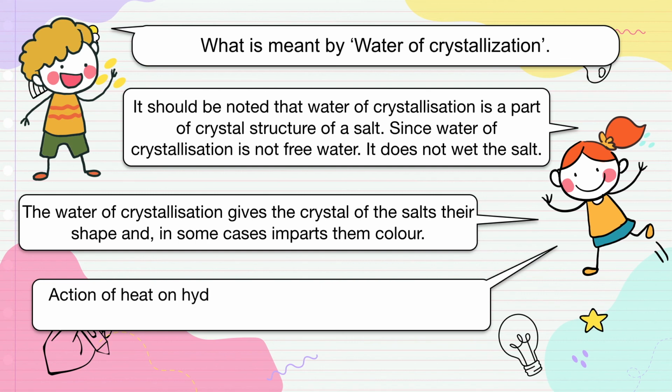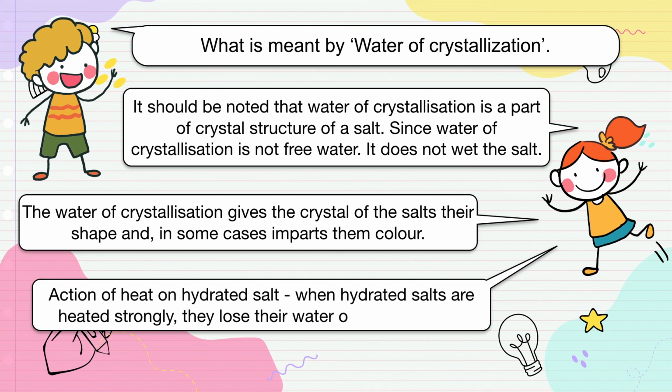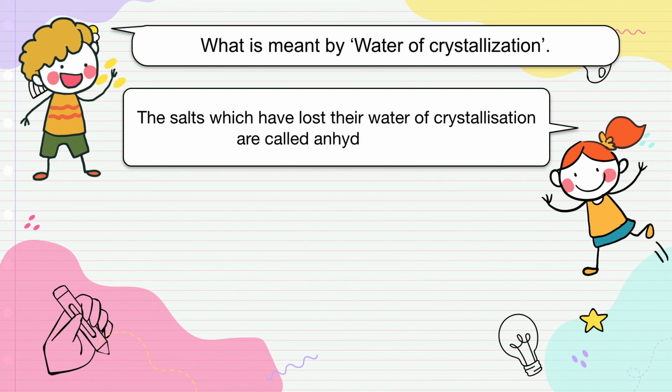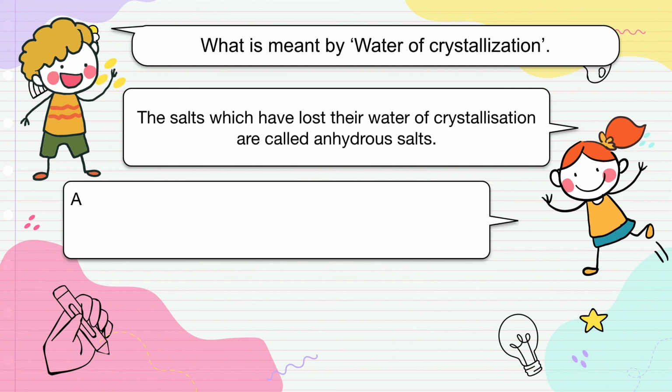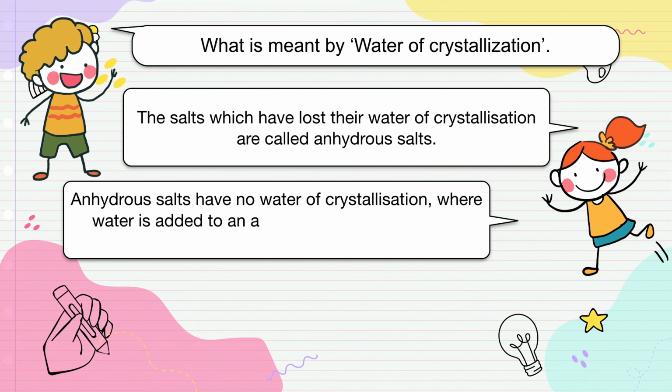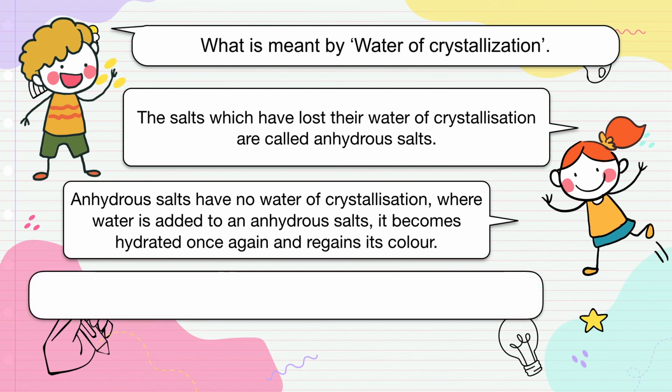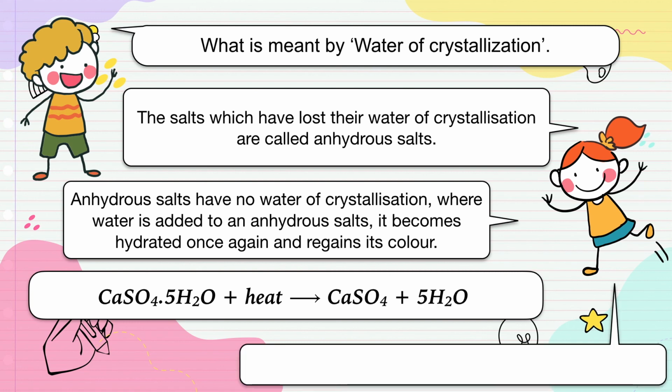Action of heat on hydrated salt. When hydrated salts are heated strongly, they lose their water of crystallization. The salts which have lost their water of crystallization are called anhydrous salts. Anhydrous salts have no water of crystallization. When water is added to an anhydrous salt, it becomes hydrated once again and regains its color. Dehydration of salts is a reversible reaction.